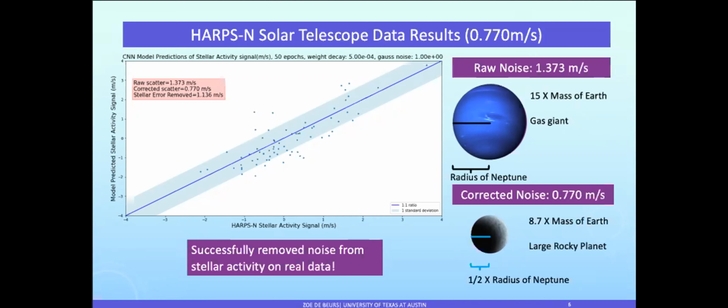Okay, from Francisco Mendez: what spectral lines or activity indicators did you use to train your neural network? Great talk, by the way.